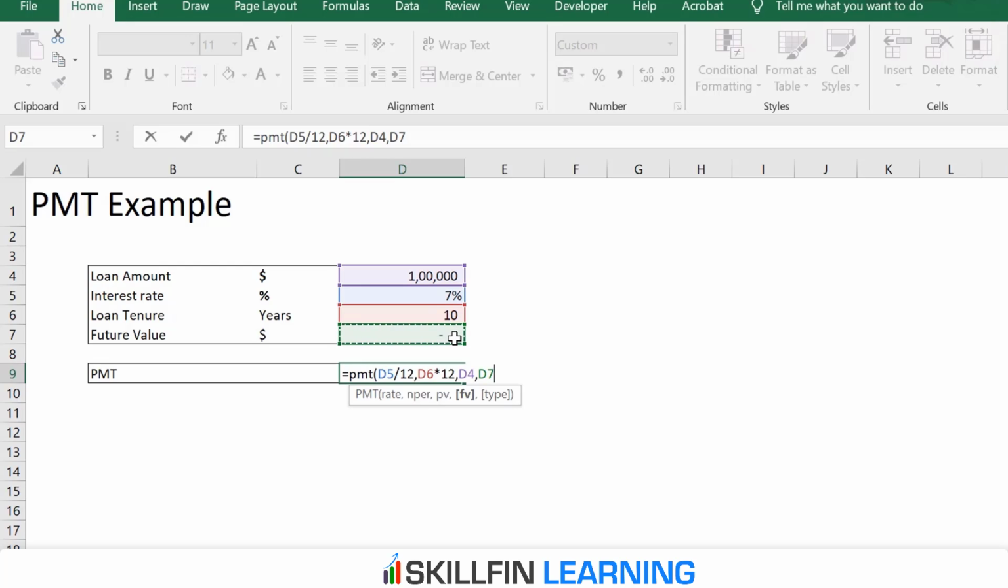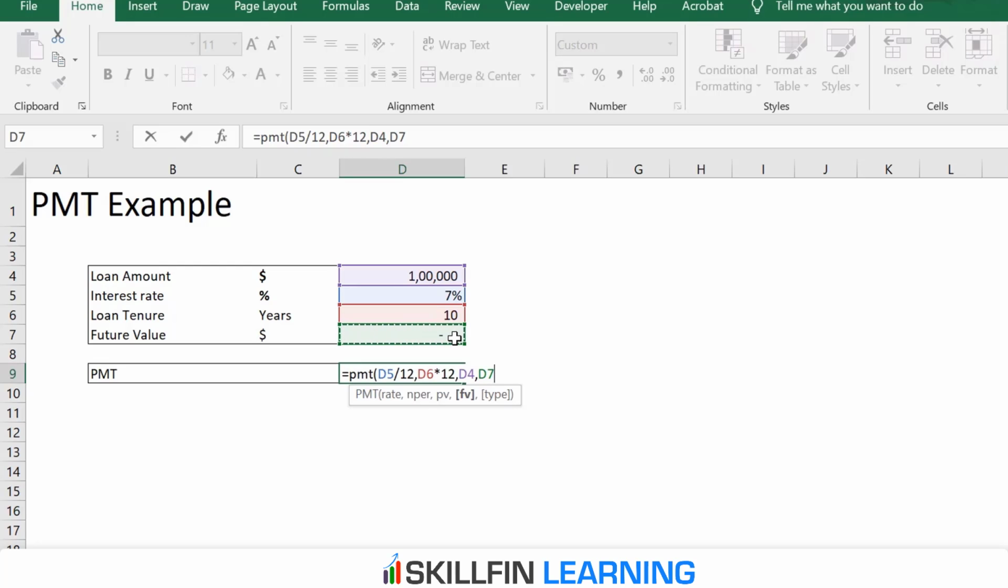The fifth input is type, which is a value we should enter to define the time of the EMIs. So if we enter 1, it means that the EMIs are paid at the beginning of the period.